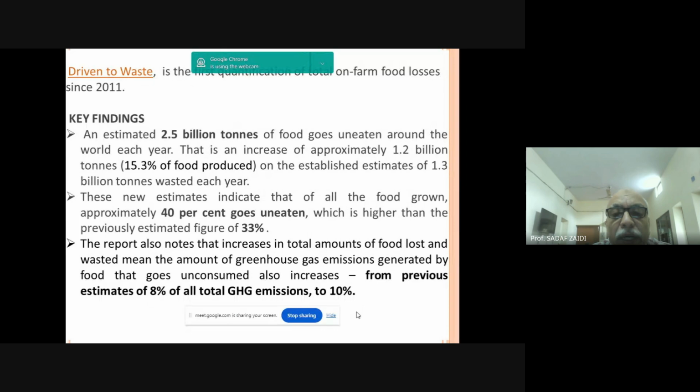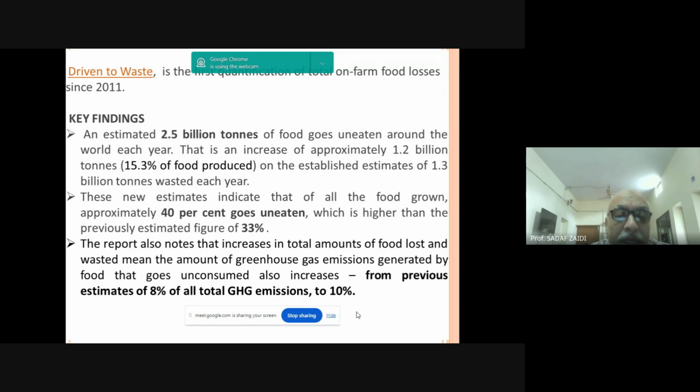2.5 billion tons of food goes around the world each year uneaten. Of this, 1.3 billion tons is wasted each year. These new estimates indicate that how much of all the food grown goes uneaten is around 40%. Earlier, the figure was around 33%, but that was a very empirical sort of estimation. Now they have carried out a very thorough estimation, and based on that, they are saying that it is 40%.